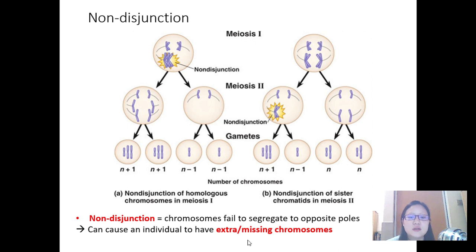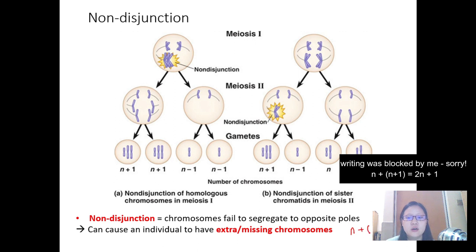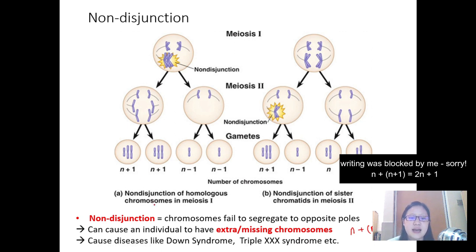And this causes an individual, after fusion, to have extra or missing chromosomes as well. Imagine a normal gamete fusing with a gamete with an extra chromosome. As a result, you have 2n plus 1. So you have the normal diploid number plus one chromosome. And this results in diseases like trisomy 21, which is Down syndrome, so three of chromosome 21, triple X syndrome called XXX, and so on and so forth.